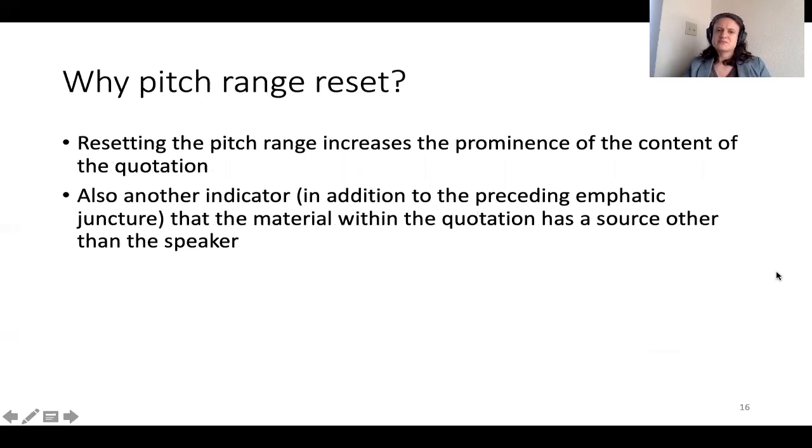Why the pitch range reset? Well, resetting the pitch range increases the prominence of the content of the quotation, and it's also another indicator, in addition to the preceding emphatic juncture, that the material within the quotation has a source other than the speaker.